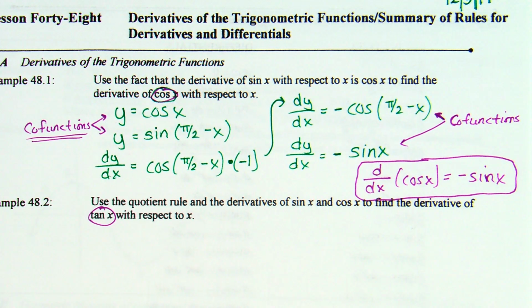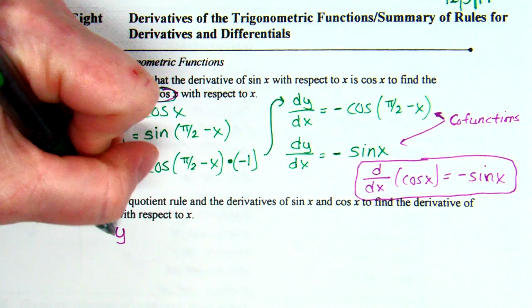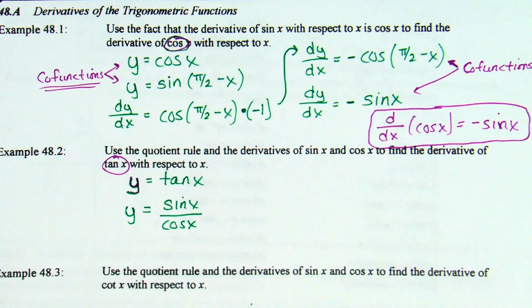So we're going to start. y equals tangent x. Now, I can't just find the derivative of tangent because I don't know it. But it gave me a hint, and it said to use the derivatives of sine and cosine. So what do we know about tangent? Okay, so I'm going to rewrite this in that tangent x is equivalent to sine x over cosine x. I haven't changed the statement, I've just written an equivalent statement. Agree?